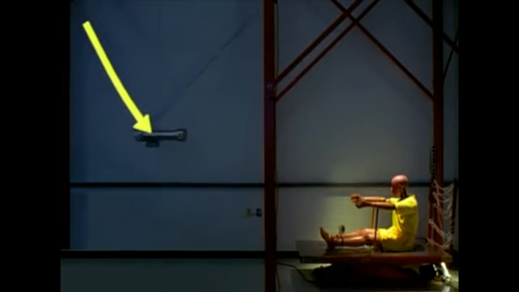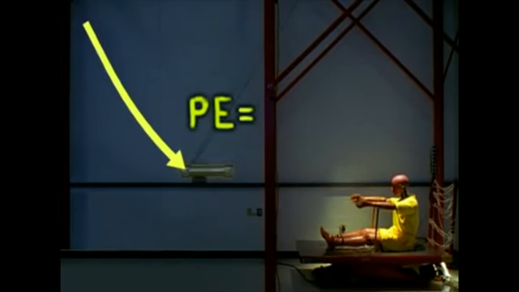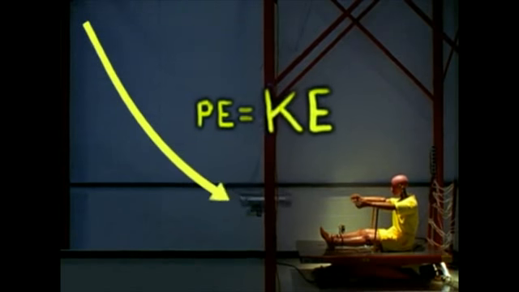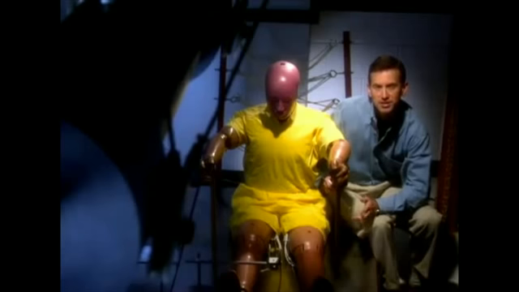If we freeze the pendulum halfway, what is its potential versus kinetic energy? They are equal. When has the pendulum reached its maximum kinetic energy? Here, at the bottom of its swing. The amount of kinetic energy an object has depends upon its mass and velocity. The greater the mass, the greater the kinetic energy. The greater the velocity, the greater the kinetic energy.